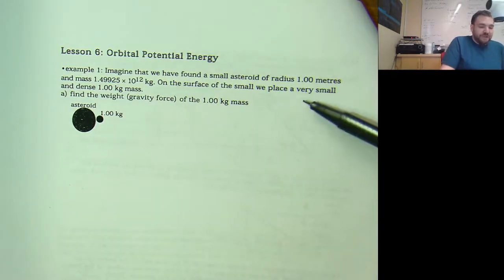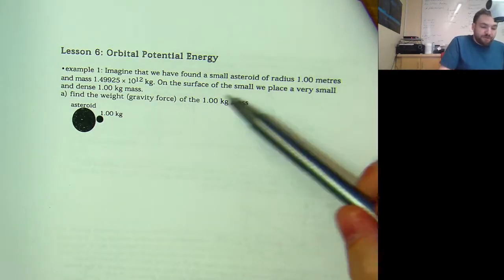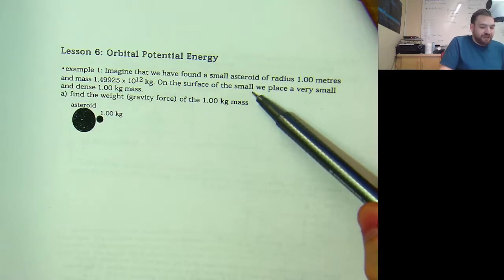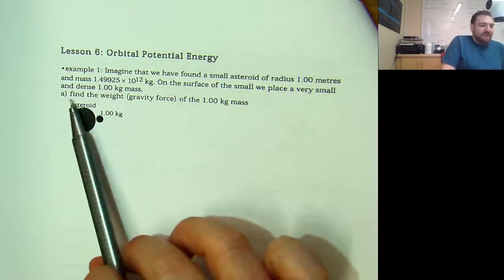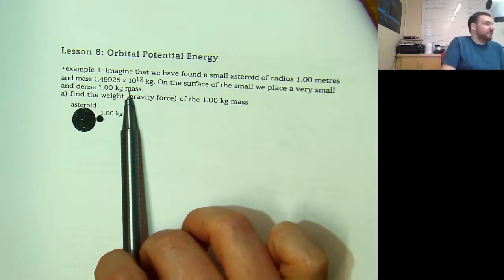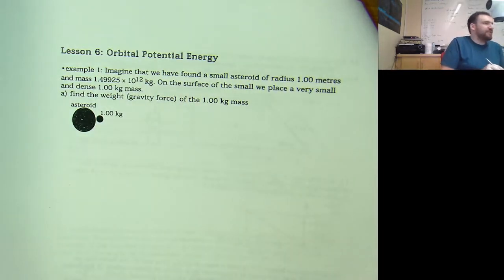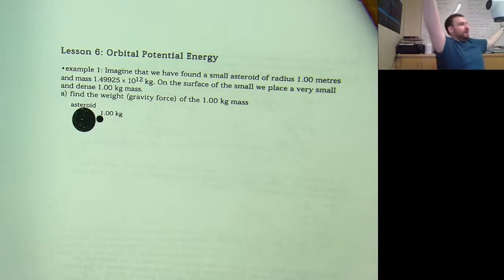On the surface of this small asteroid, we place a very small and very dense 1 kilogram mass. So this is a very particular, totally ridiculous scenario. We have a small asteroid, this big across, so a big circle, exercise ball, with a mass of 1.49925 times 10 to the 12 kilograms. An asteroid of that mass and of that size would be incredibly dense. Basically, what we're probably dealing with is a neutron star at this point, just for interest's sake.